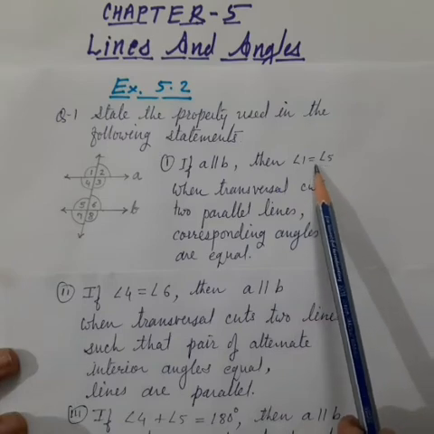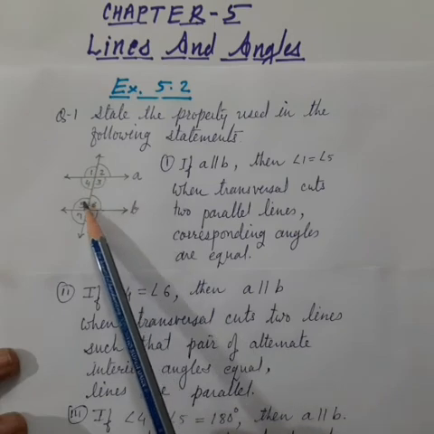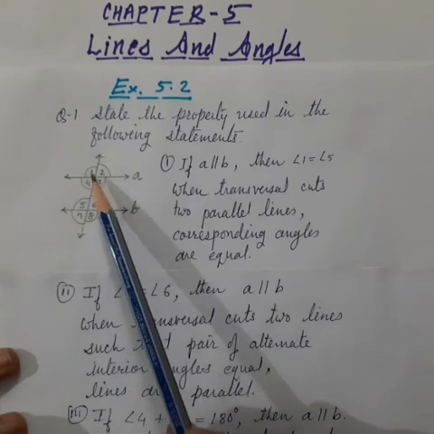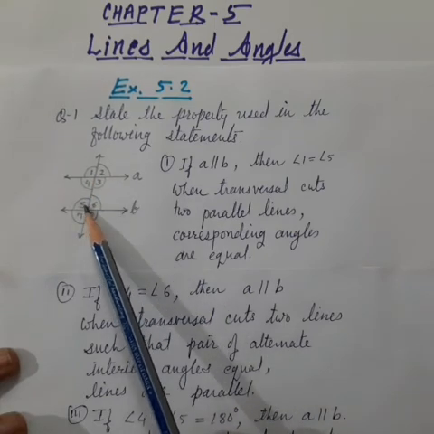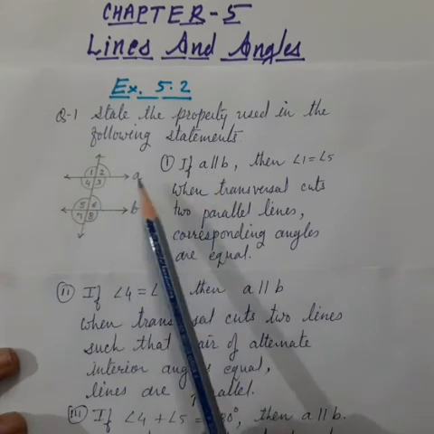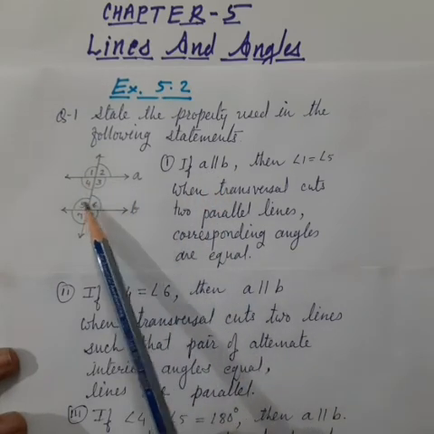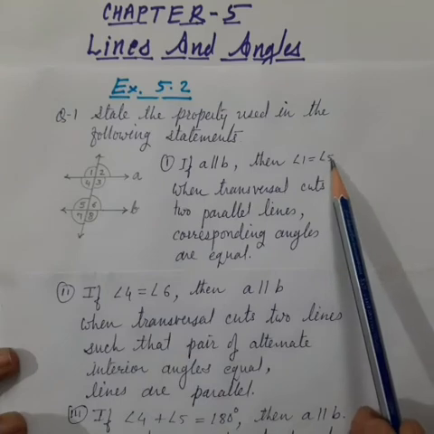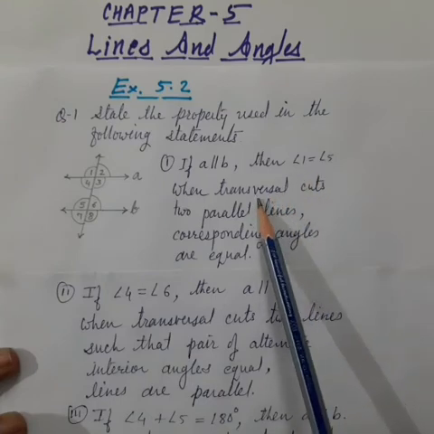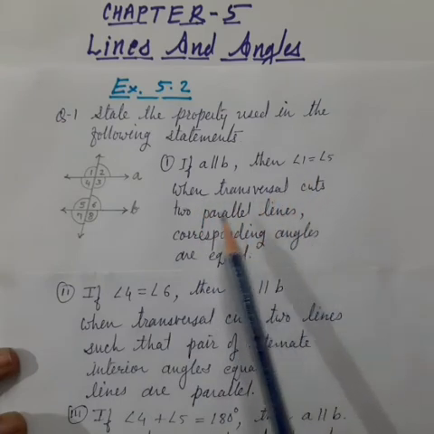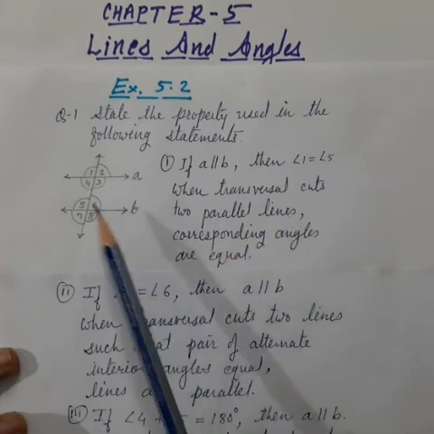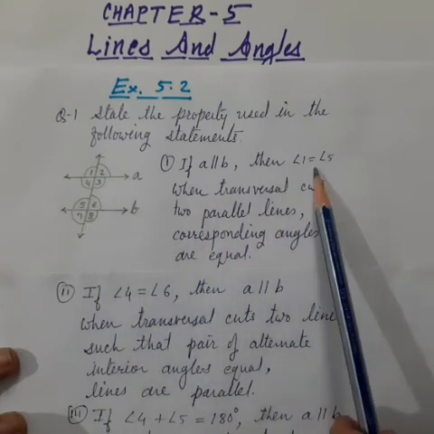Now, first of all, see what type of these angles are. Angle 1 and angle 5 are corresponding angles. And we know that when lines are parallel, corresponding angles are equal. So it's true, and we have to give the same reason here. When a transversal cuts two parallel lines, corresponding angles are equal.